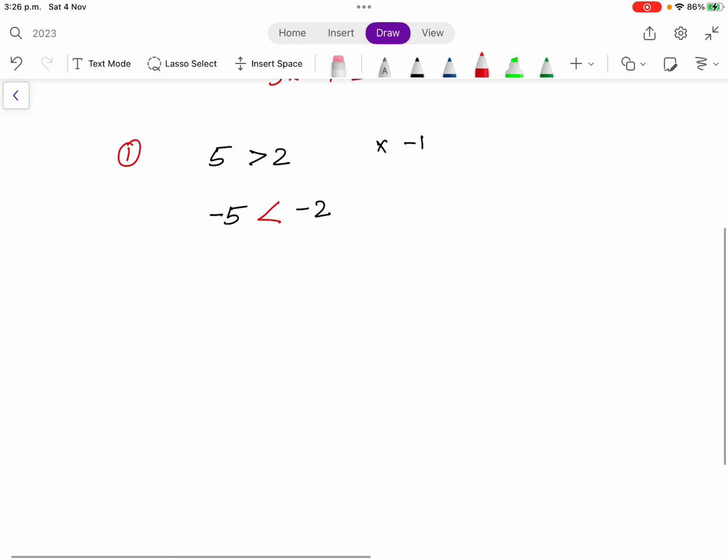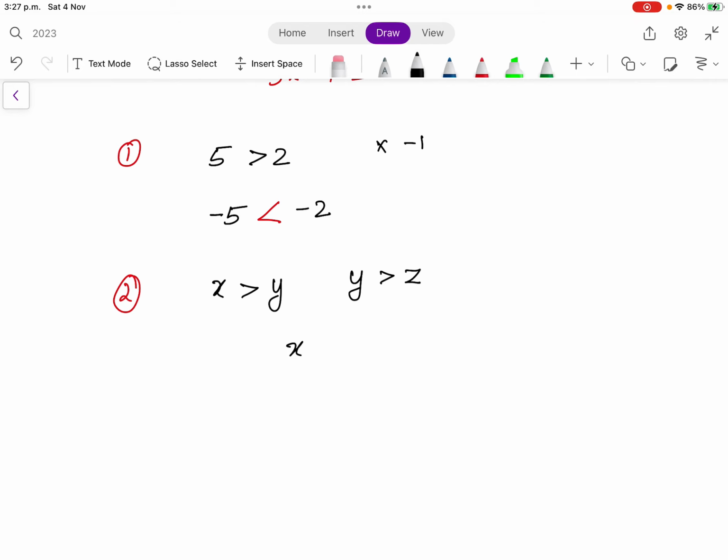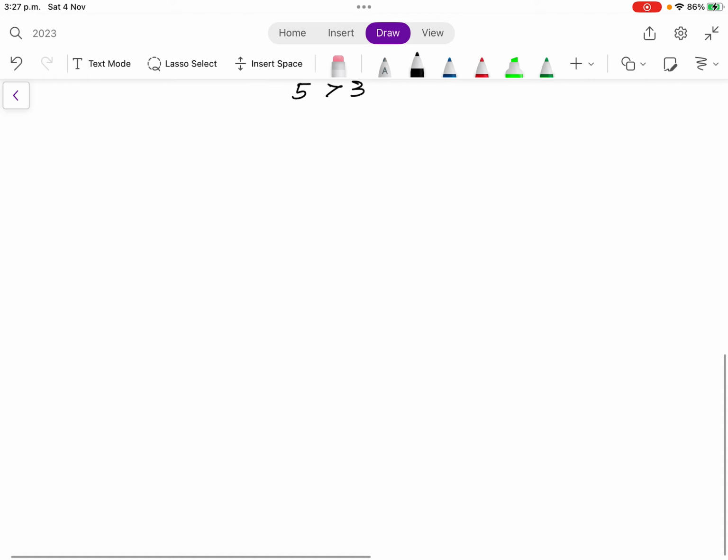And the second one you need to learn is, if x is greater than y and y is greater than z, you can write this as a single one, that x is greater than z. Like if you take an example, 5 is greater than 4 and 4 is greater than 3, I can definitely write it as 5 is greater than 3. So this construct also you will have to remember.